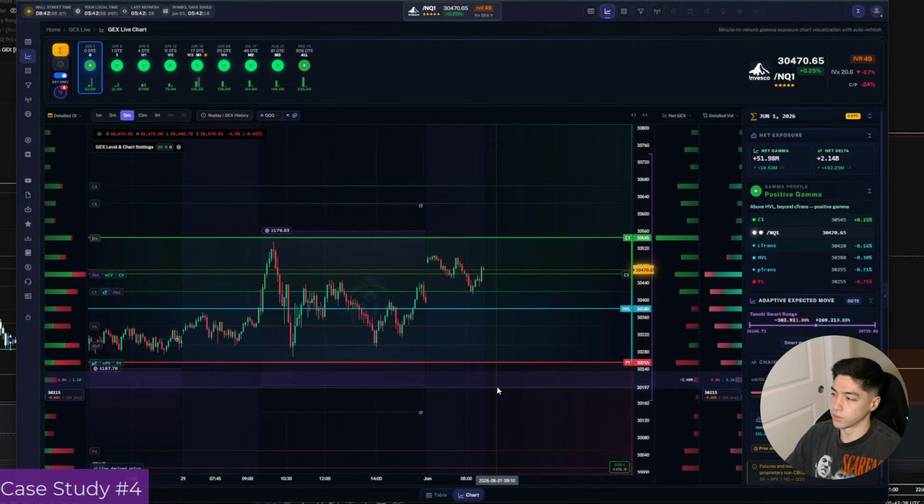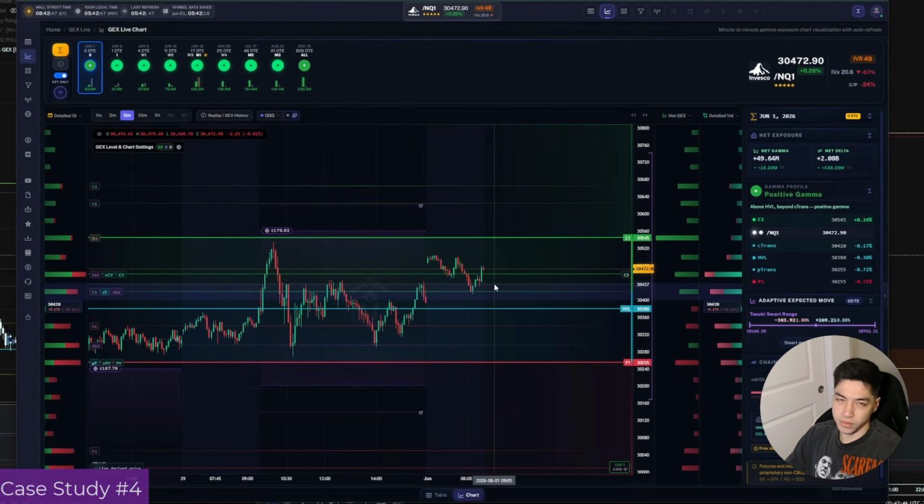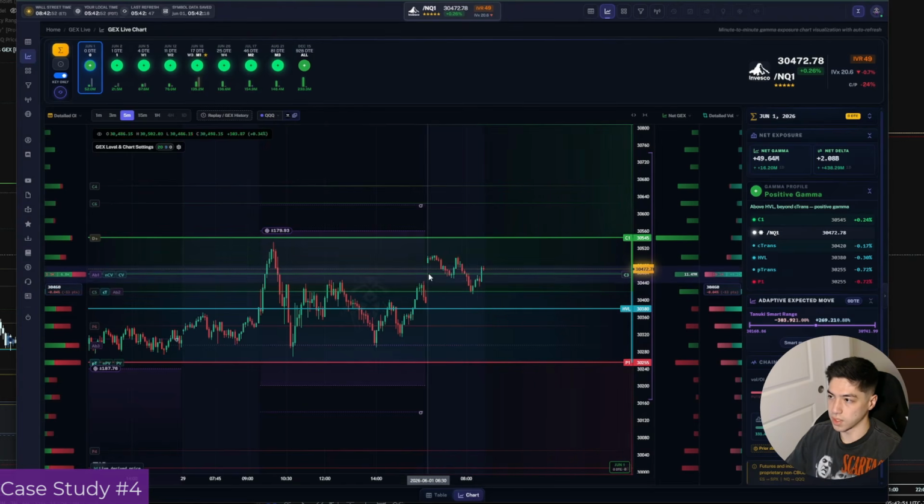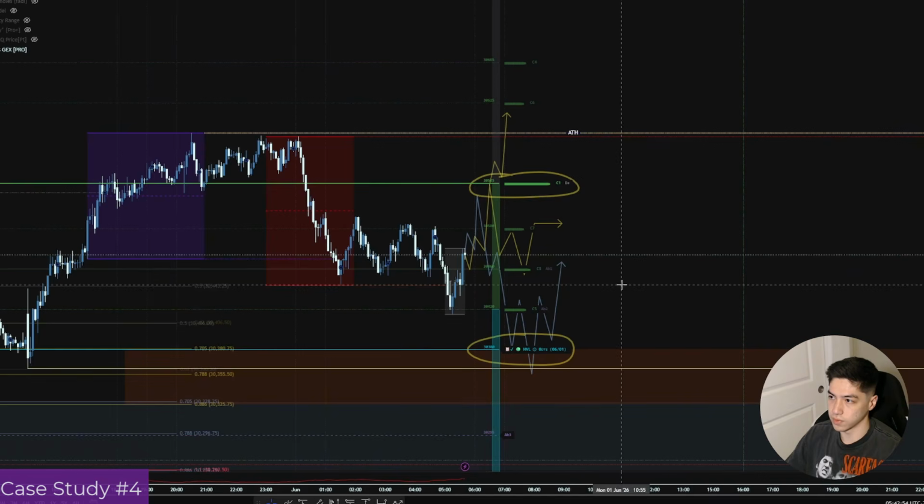Let's do an outlook for June 1st, 2026. So pre-market, we are roughly 45 minutes before the open. We are currently sitting in a positive gamma environment.